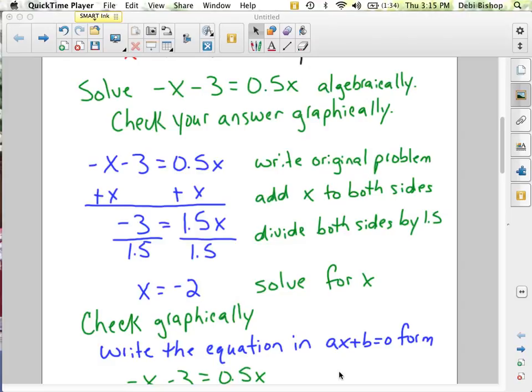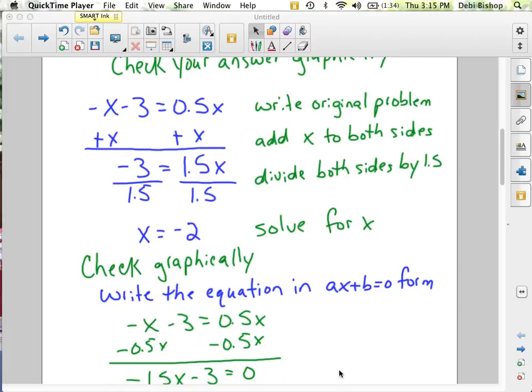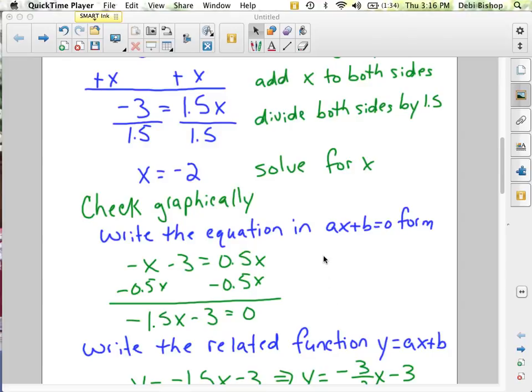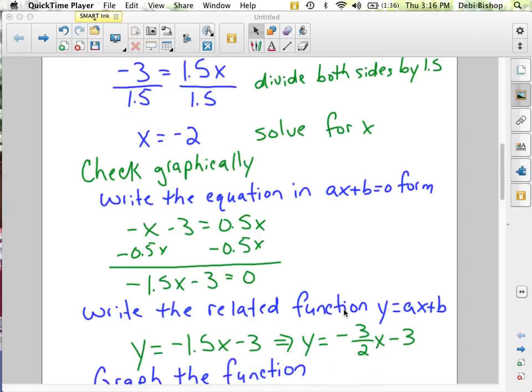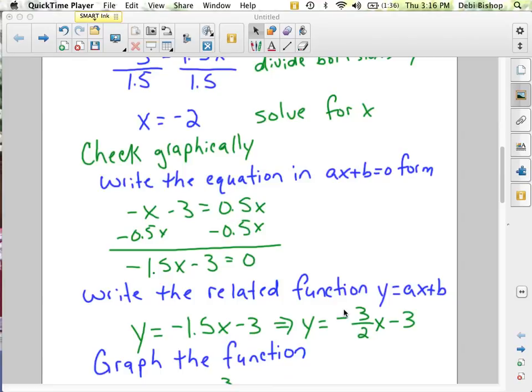Now let's check this example. We follow our steps above, steps 1 through 3. First, we write the equation in ax plus b equals 0 form. Negative x minus 3 equals 0.5x. I want to get all my x's on one side and make this equal to 0, so I subtract 0.5x from both sides and I get negative 1.5x minus 3 equals 0. Then I write the related function: y equals negative 1.5x minus 3.